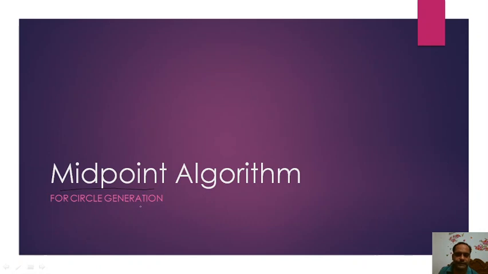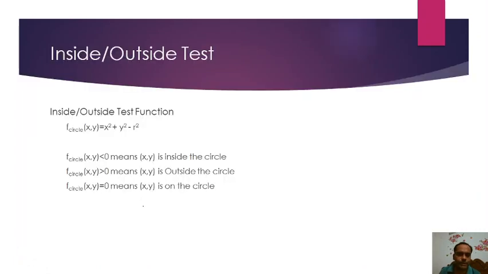So before starting this algorithm, we need to know a few things. First of all is to test. We should be able to test whether a point lies inside the circle or outside. This can be achieved by using this function called f circle. So f circle gives you an idea whether a point x y lies inside the circle or it is outside the circle.